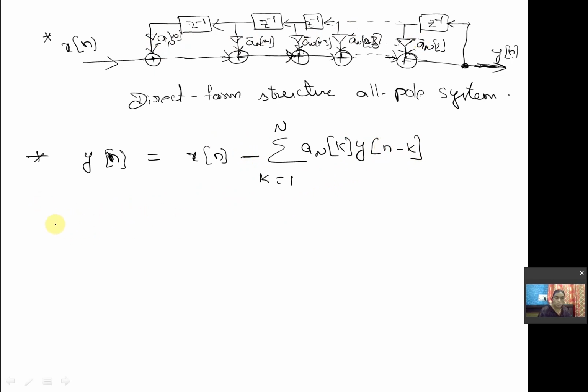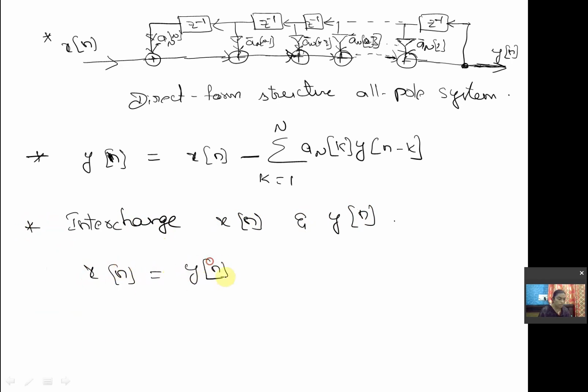Then, to take the resemblance from the FIR system, the all zero system realization, what is the lattice realization structure? Here I interchange, which is a very important point: interchange x of n and y of n. By interchanging, here is x of n, here is y of n minus summation a_N of k, x of n minus k.